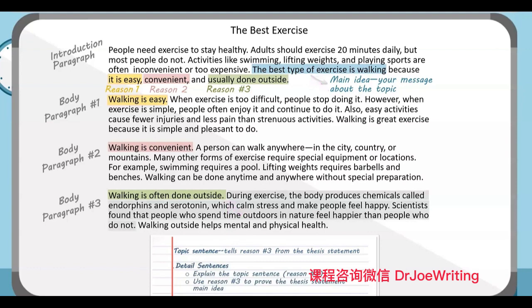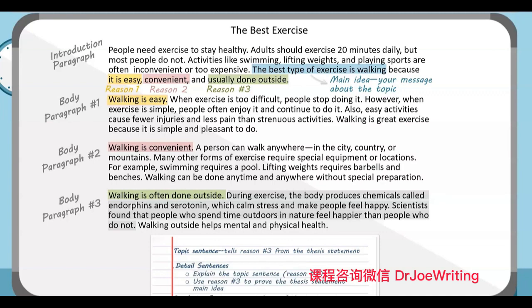During exercise, the body produces chemicals called endorphins and serotonin, which calm stress and make people feel happy. Scientists found that people who spend time outdoors in nature feel happier than people who do not. Do you see how these detailed sentences explain our topic sentence that walking is often done outside, and telling why both exercise and being outside are important? They also prove that our thesis statement main idea is true by using that reason. Walking is the best type of exercise because it's done outside, unlike many other exercises.